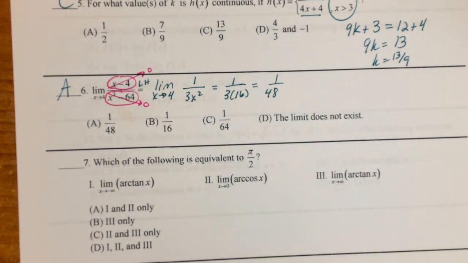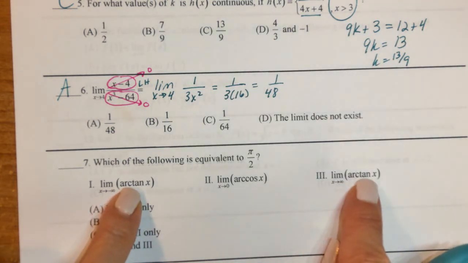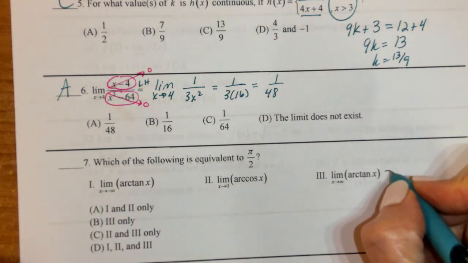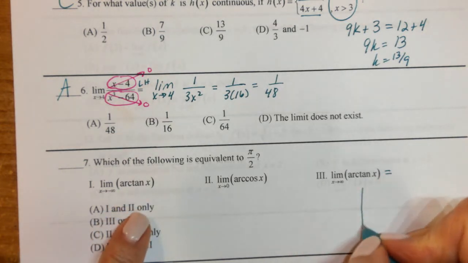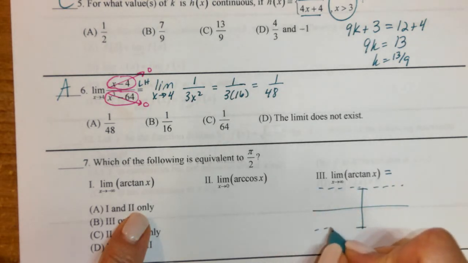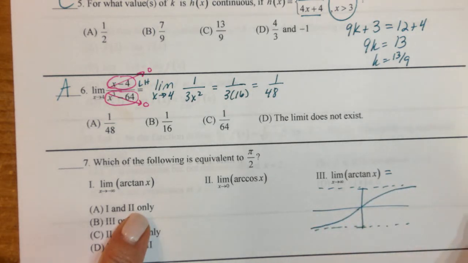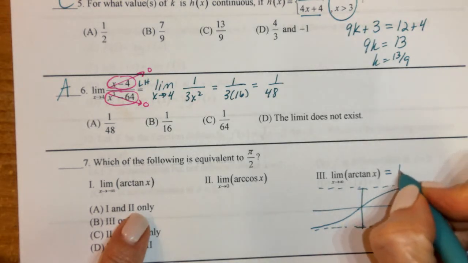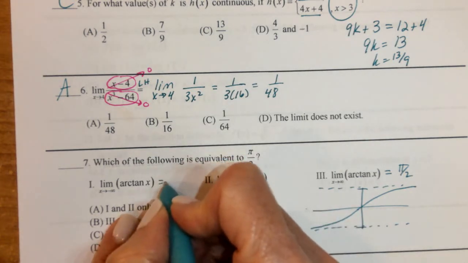Number 7, which of the following is equivalent to pi over 2? All right, we're going to infinity or negative infinity with this arctan. We know these values because we're familiar with arctan, right? The graph of arctan has these horizontal asymptotes at positive pi over 2 and negative pi over 2, and it goes like that. That's the graph of y equals arctan. So as x goes to positive infinity, we're going to pi over 2. As x goes to negative infinity, we're going to negative pi over 2.